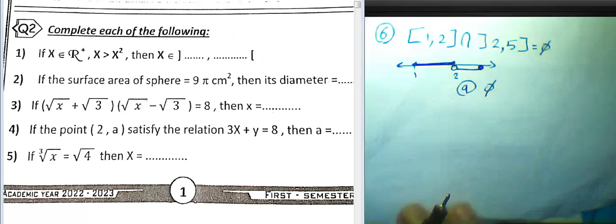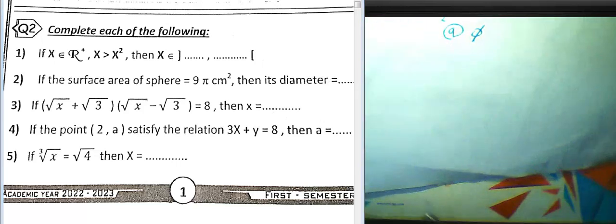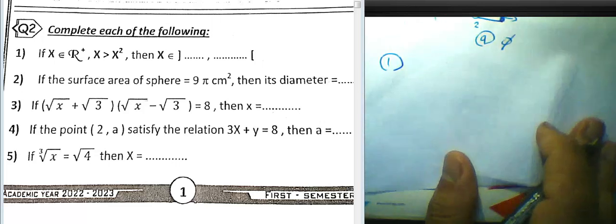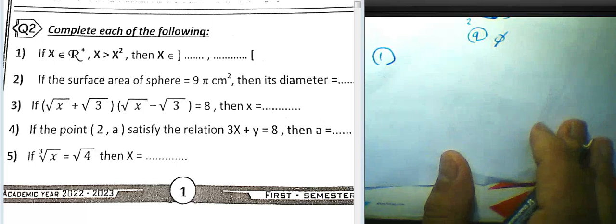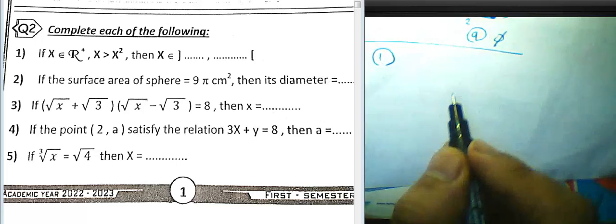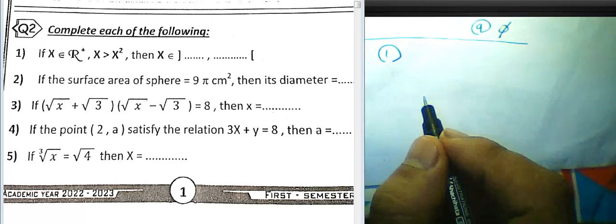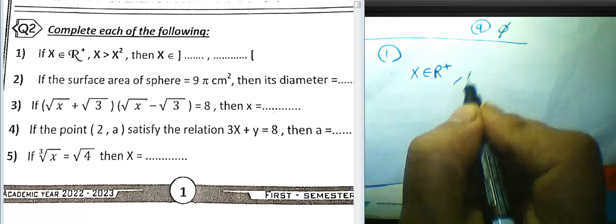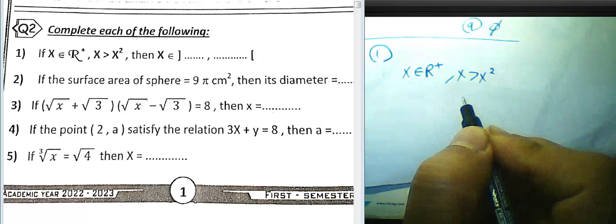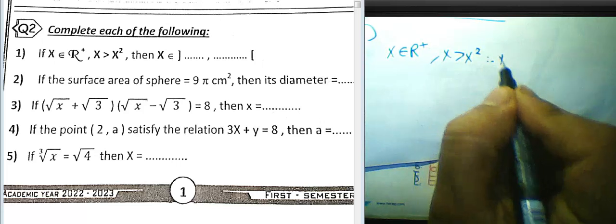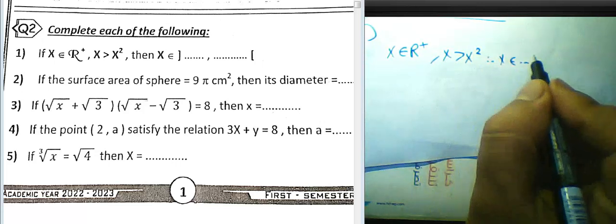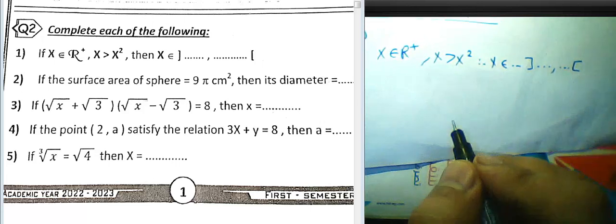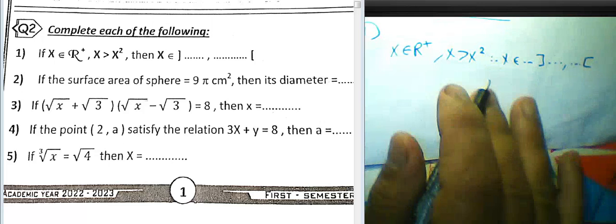Question number 1. What is the question? If x belonging to R positive and x is more than x power 2, then x belongs to the open interval from what to what. Okay, we can solve this example.